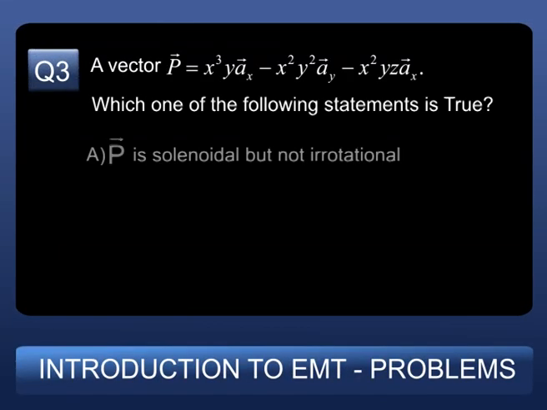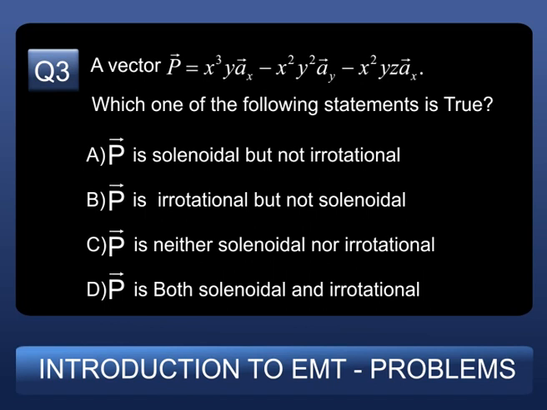Now another question is given like this. A vector p bar is given by p bar equals x cube y ax bar minus x square y square ay minus x square yz az. Which one of the following statements is true? Option A, p bar is solenoidal but not irrotational. Option B, p bar is irrotational but not solenoidal. Option C, p bar is neither solenoidal nor irrotational. Option D, p bar is both solenoidal and irrotational.